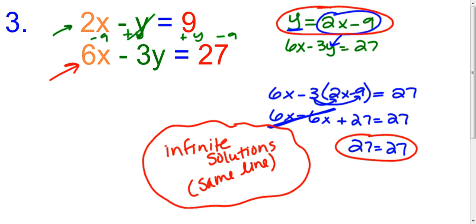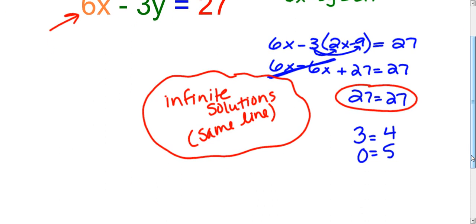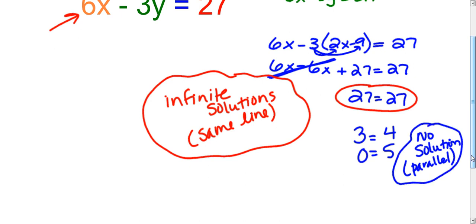Sometimes you're going to solve it and your variables will disappear, similarly to what they did here, okay? Only you're going to be left with something like 3 equals 4 or 0 equals 5. And what you're left with, even though your variables are gone, is an equation that's not true. And when that happens, when the equation is not true, then you have no solution, which means that they are parallel lines, okay? The only time the two lines will not intersect will be when they are parallel.